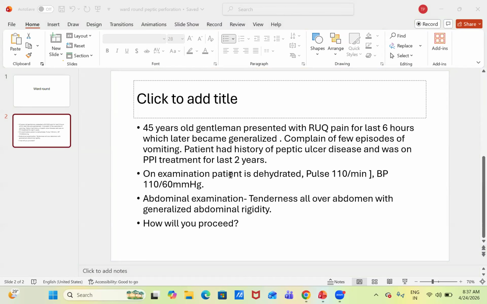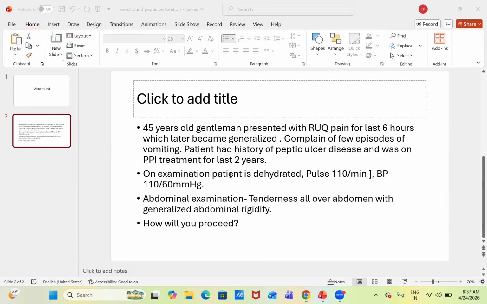A 45-year-old gentleman presented with right upper quadrant pain for the last 6 hours, which later became generalized, and complained of a few episodes of vomiting. Patient had a history of peptic ulcer disease and was on PPI treatment for the last 2 years. On examination, patient is dehydrated, pulse 110 per minute, BP 110/60 mmHg. Abdominal examination: tenderness all over the abdomen with generalized abdominal rigidity. How will you proceed?